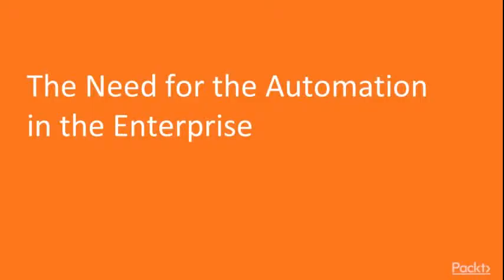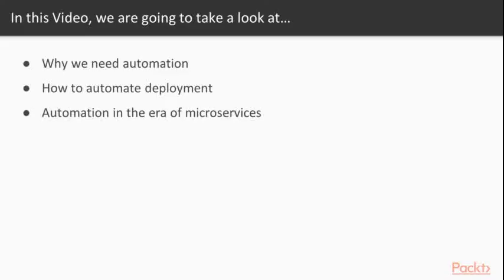And this is the third lecture in which we'll be looking at the need for automation in the enterprise. So we'll answer the question why we even need automation and how to automate deployment of our services. We will see what automation in the era of microservices looks like and why it is so important when you are building architectures that are loosely coupled and that have a lot of services running simultaneously.